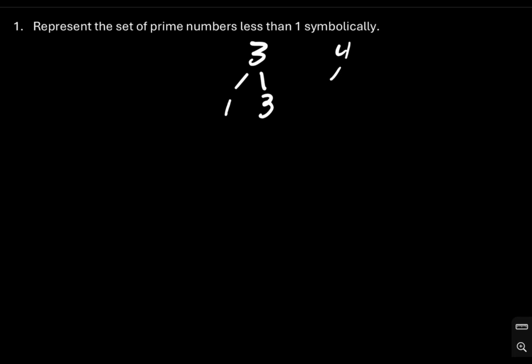But we know that 4 is not going to be a prime number because we can divide 4 by 1 and 4, but we can also divide it by 2. So we know that 4 is not a prime number.